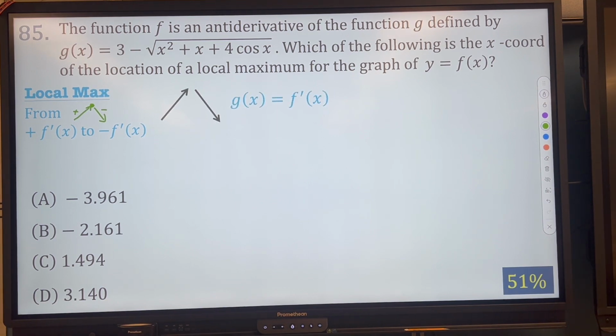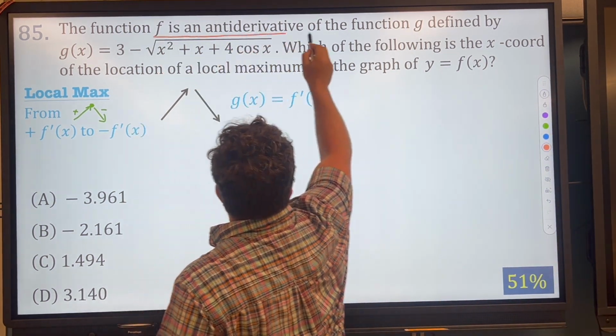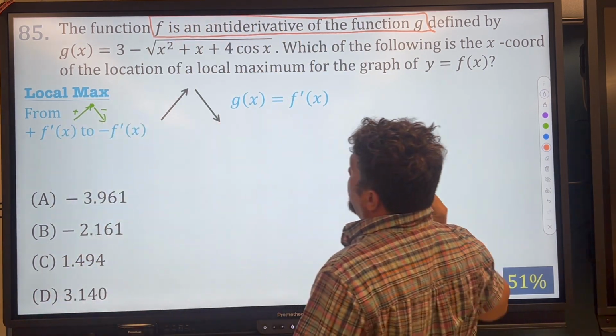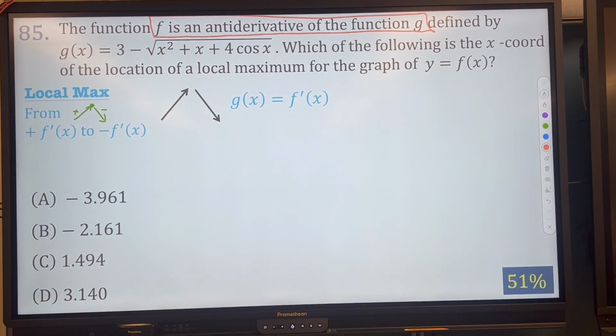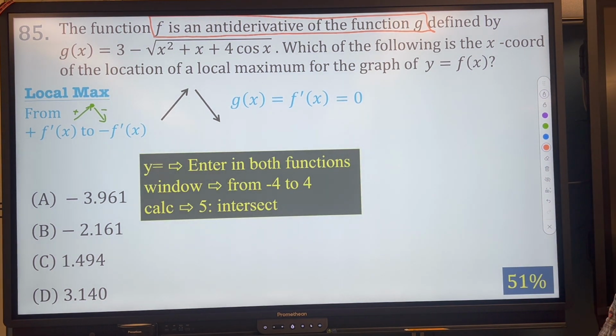Now, g of x equals the derivative of f of x. How do we know that? Because it says f is an antiderivative of g. Okay? Antiderivative means like the opposite of derivative. All right? So that means g is the derivative of f. And that has to equal 0. When that equals 0, that's where you're going from increasing to decreasing or decreasing to increasing.